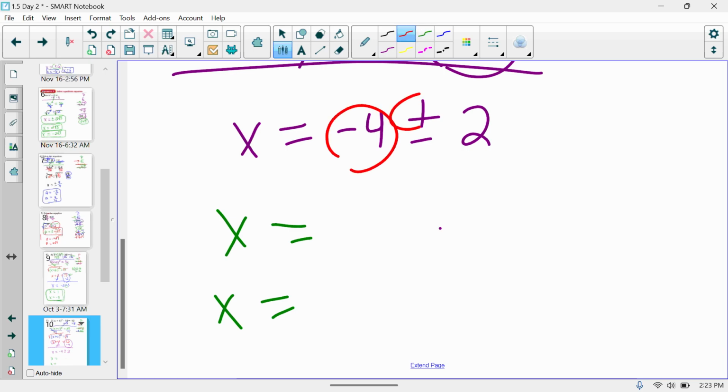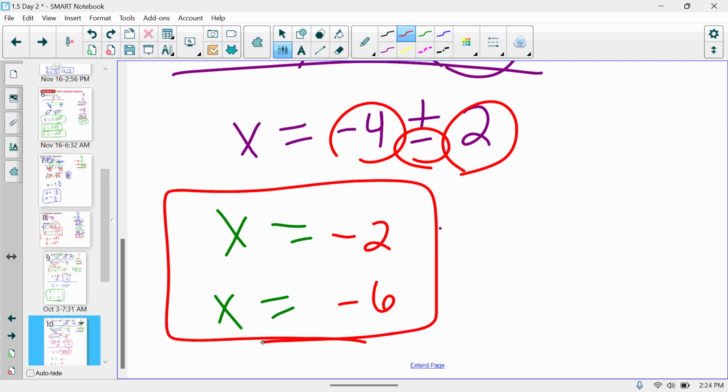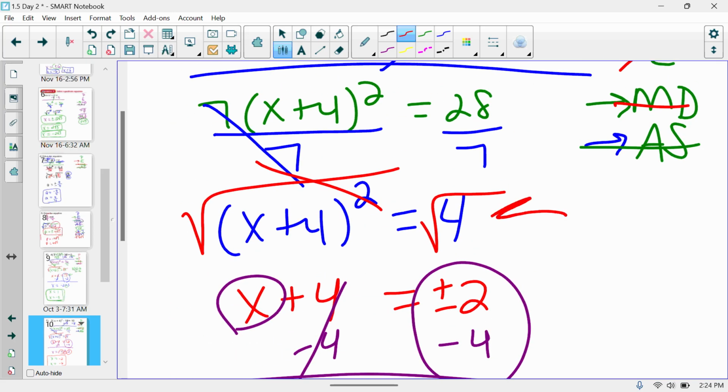Like you got to do -4 plus 2. So -2 is going to be one answer, but then you got to do -4 minus 2. So -6 is going to be your other answer. Again, you could go plug those things in and check them, and it would work. Questions on that at all? Okay, again, we're going to look at one next where when we get to this step, this guy is not going to be a perfect square.